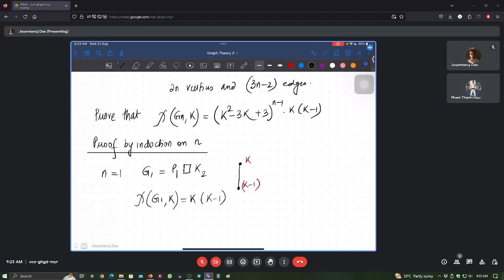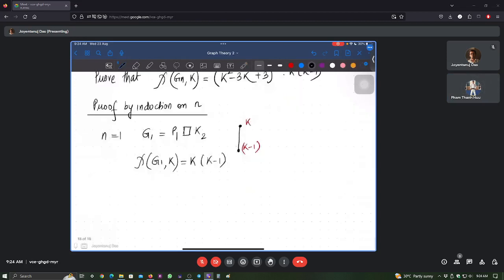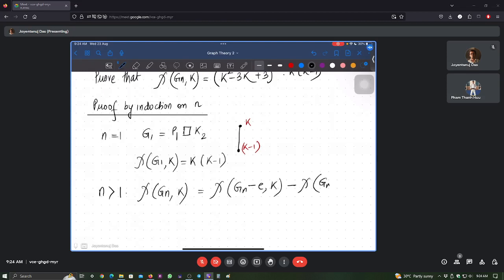So if I put n equals 1 here, I am left with k into k minus 1, so it is working. Now we have to prove it for the bigger cases. So suppose n is strictly greater than 1, and now we can use the recurrence relation. So the chromatic polynomial of Gn and k is the chromatic polynomial of Gn minus some edge, minus the chromatic polynomial of Gn contraction with that edge, and k.